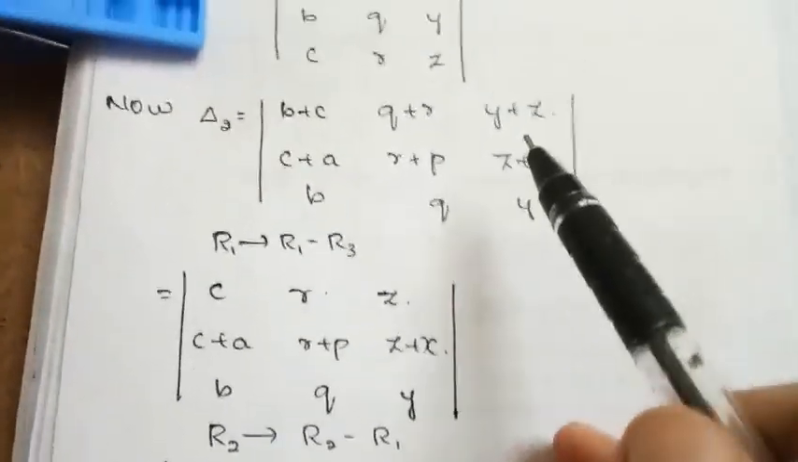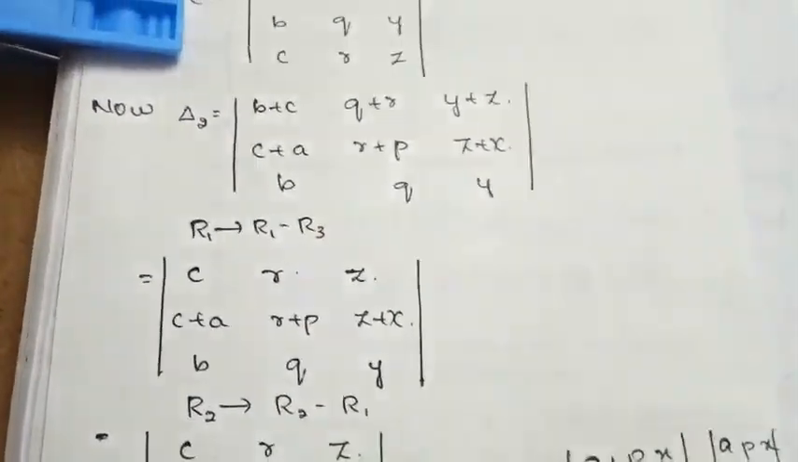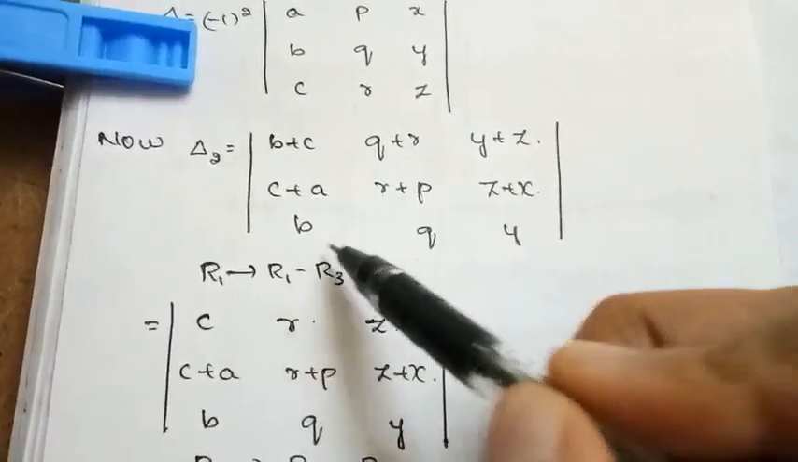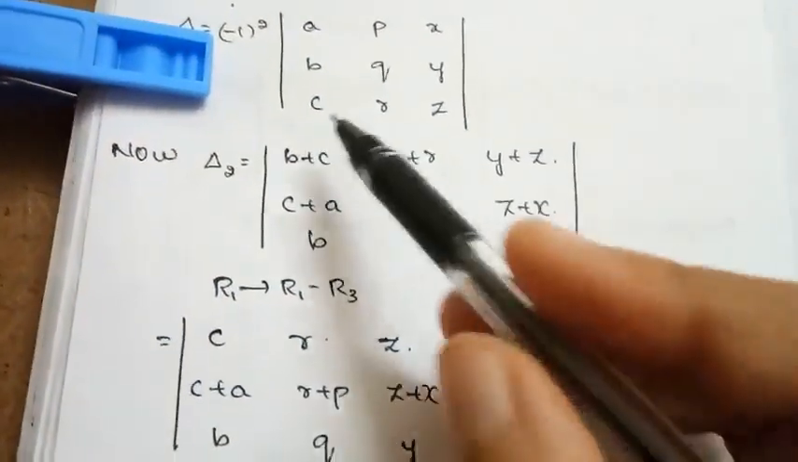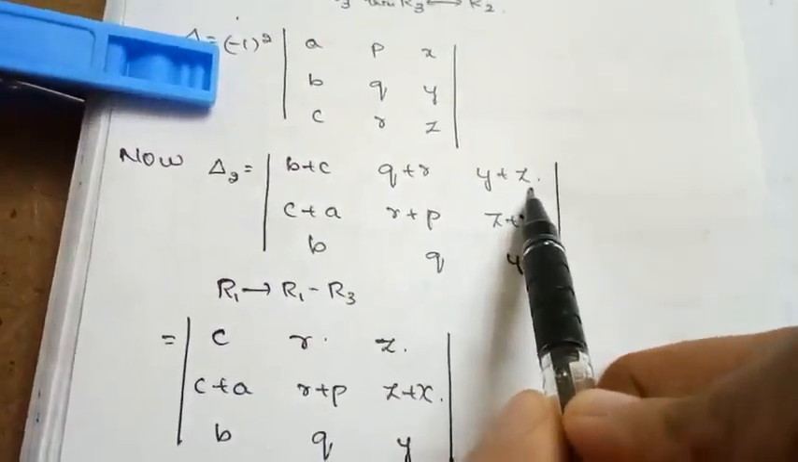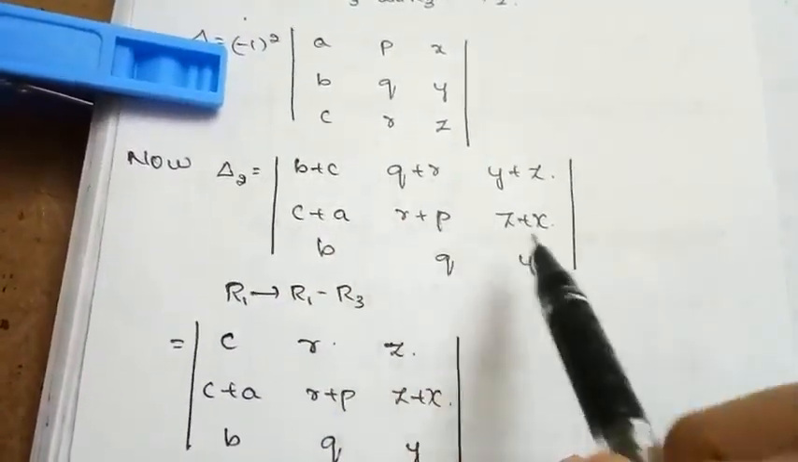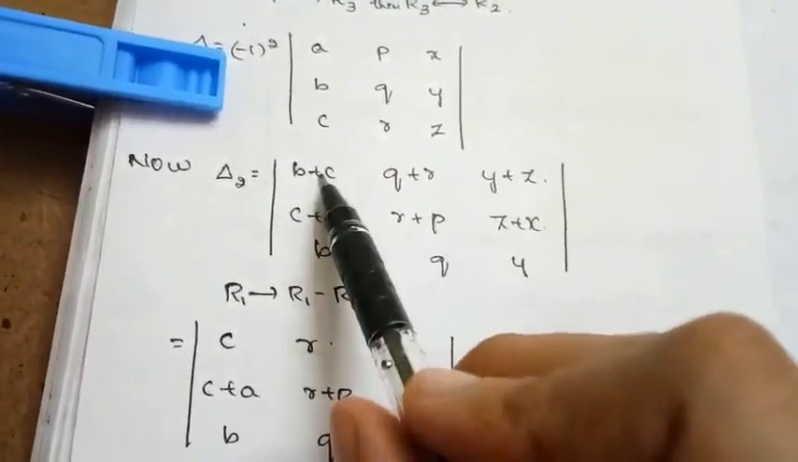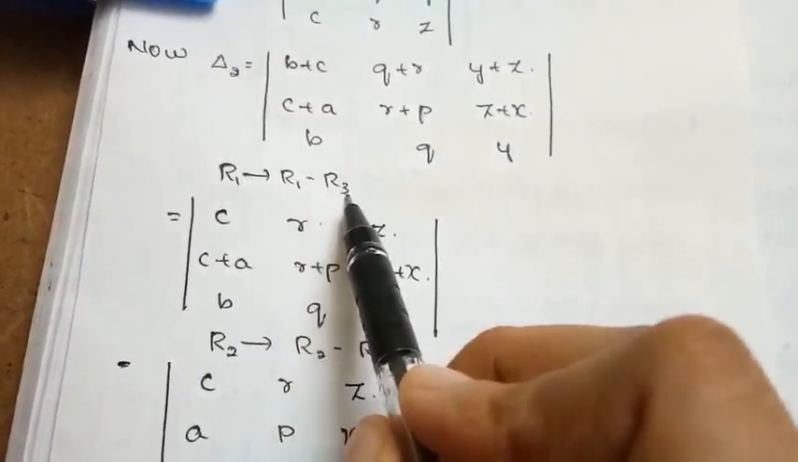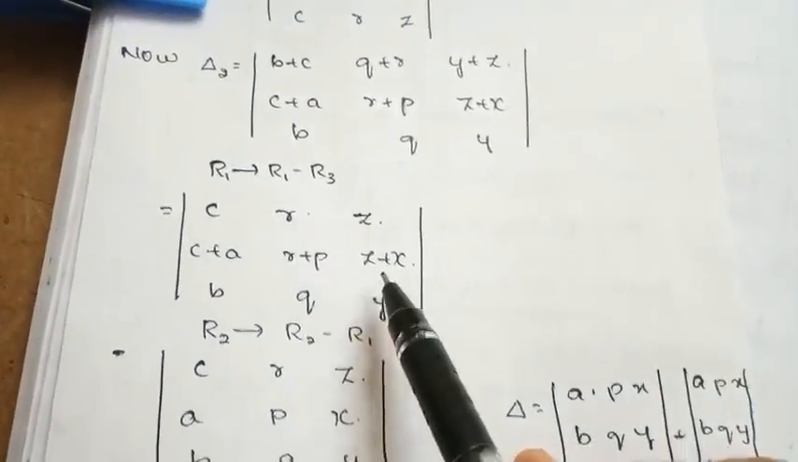Similarly, we proceed for delta 2 also. Here you can see this is our delta 2. Again we are having BQY here, so I need to make some rearrangement. Here you observe row 1. If I cancel B, Q and Y from this row, we are going to get CRZ. So that's why I am using R1 implies R1 minus R3. After that I got this determinant.